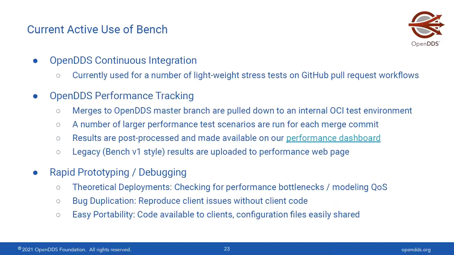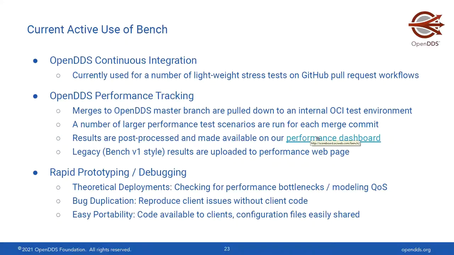The current active uses of Bench, I mentioned some of these. So for OpenDDS, the continuous integration that runs on GitHub, the pull request workflows, run a lot of our tests, and Bench is included in those. We're not running the biggest, beefiest stress tests in CI, but we do run some lightweight stress tests just to make sure that we haven't shot ourselves in the foot with our most recent changes. And then we also have a performance tracking website that allows us to make sure that we haven't negatively impacted performance based on the changes that have been merged into master.